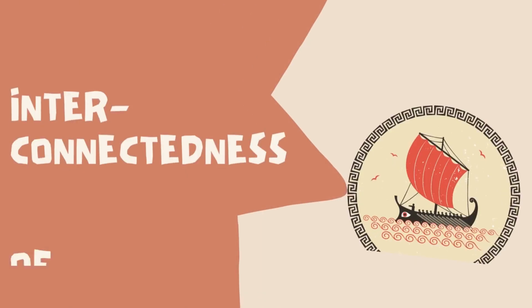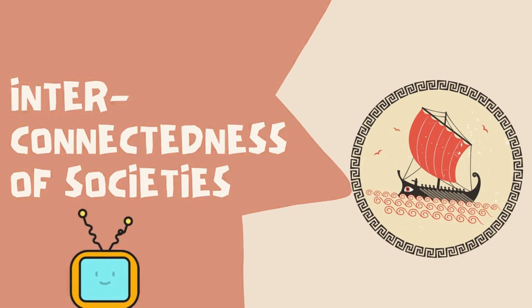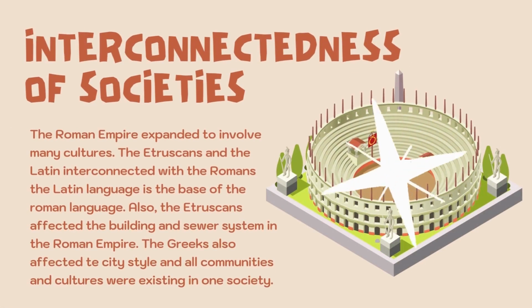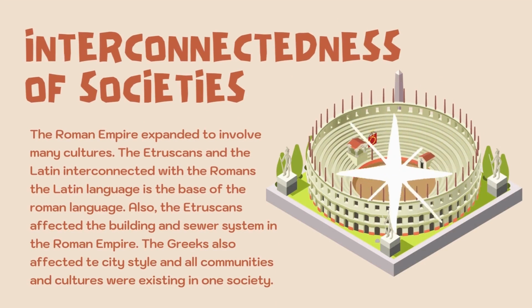Moving on to the interconnectedness of societies. The Roman Empire expanded to involve many cultures. The Etruscans and the Latin interconnected with the Romans. The Latin language is the base of the Roman language. Also, the Etruscans affected the building and sewer system in the Roman Empire. The Greeks also affected the city style, and all communities and cultures were existing in one society.